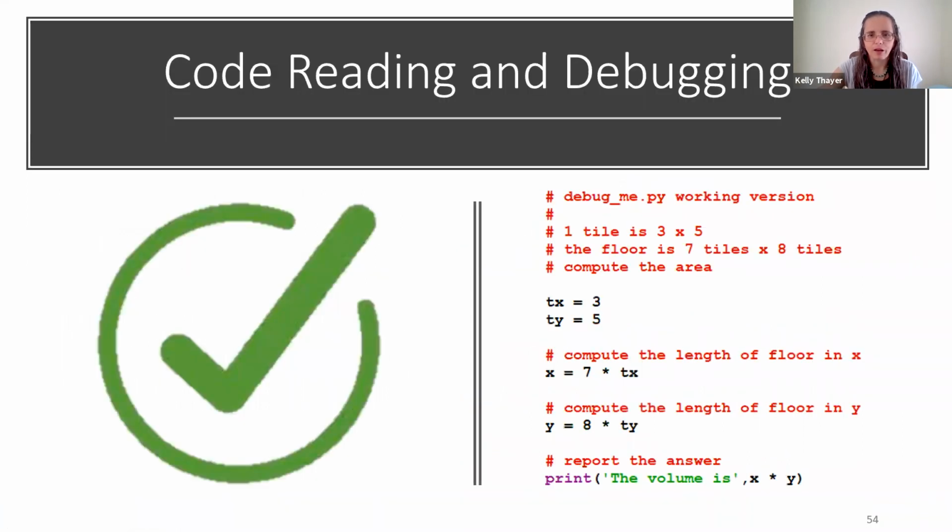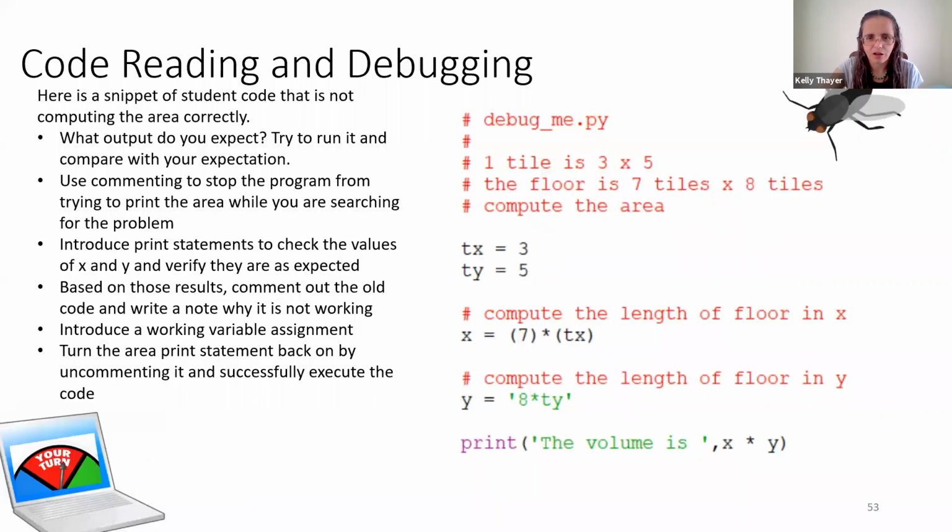All right, well, welcome back. Hopefully you've been able to identify the problem. So if we take a look at this code right here, we have y equals 8 times ty, right? So what's happening is we're getting the tiles, so we have x and y sizes, and then we're going to compute the length of the floor in x, compute the length of the floor in y, and then try to get the volume by just multiplying those single x and y values together. And so the problem happens right here.